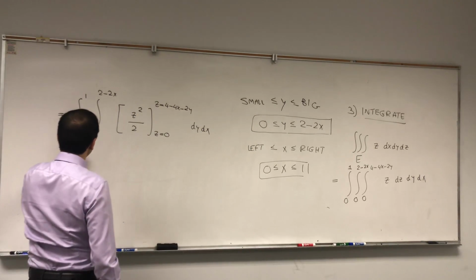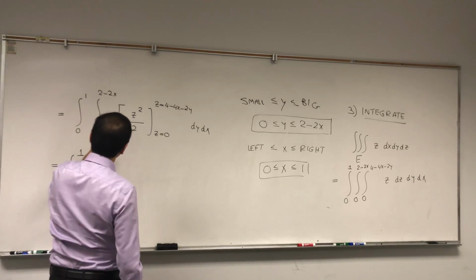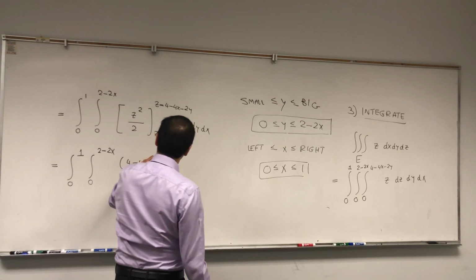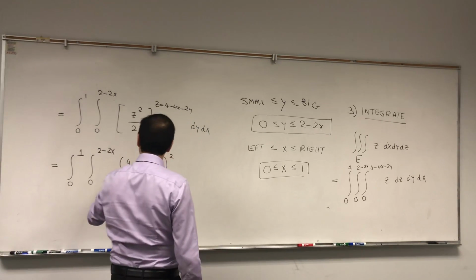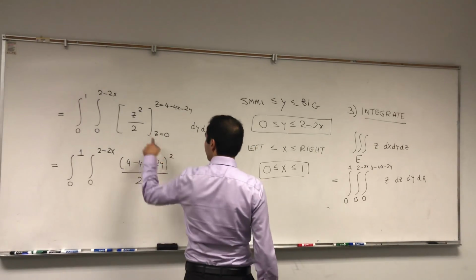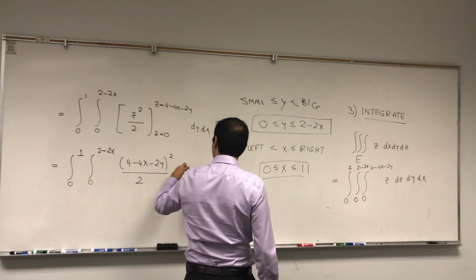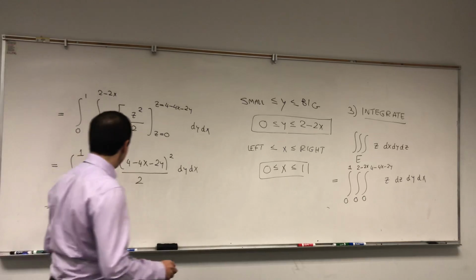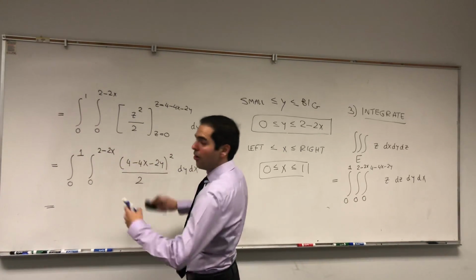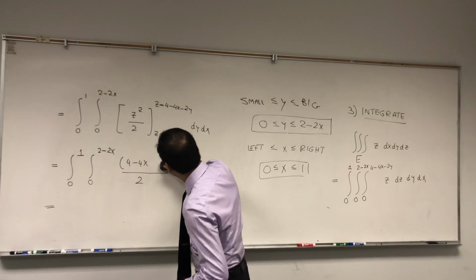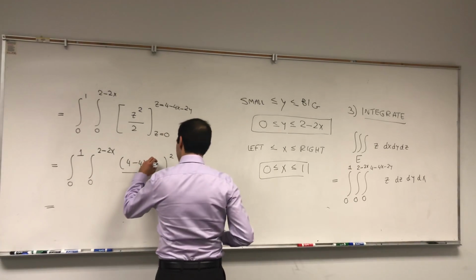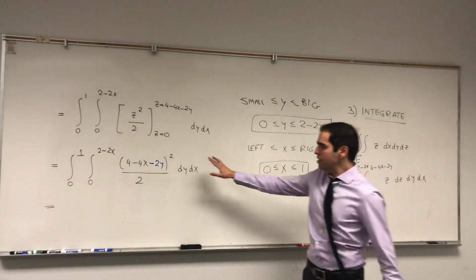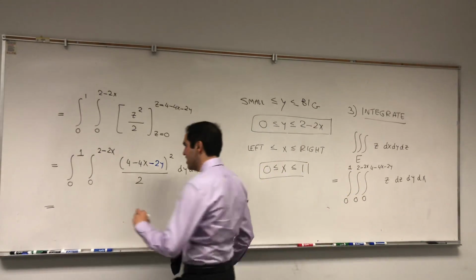This becomes an integral from 0 to 1, integral from 0 to 2 minus 2x of (4 minus 4x minus 2y) squared over 2, and then minus 0 squared over 2, so that doesn't matter, dy and dx. Maybe let me make this more apparent. So it's this minus 2y. Okay, and let's figure out how to do this. Again, I'm not simplifying because there will be a nice simplification here.